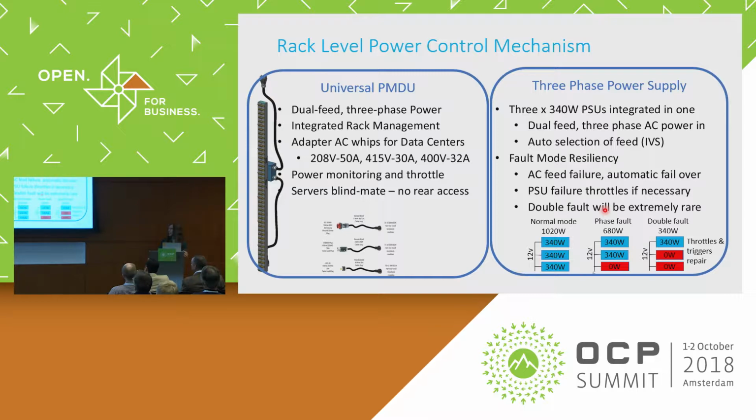throttle. If you get a double fault or double failure where for some reason the second PSU was to fail, or you were to lose a phase while you were on two power supplies, you can have a double fault, and you would go to 340 watts. If the server is still below 340 watts, then there's no power capping that would occur. If the server is above 340 watts, its power will be reduced to 340 watts through a power capping mechanism.